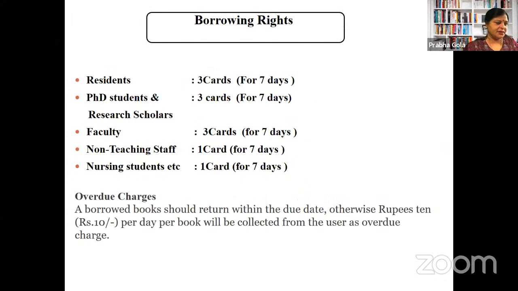The borrowing rights are that you will be issued 3 cards as per your category. If you are a resident, you'll have 3 cards. You can issue either a book or a journal. If you're a PhD student or a research scholar, you'll again be issued 3 cards. For faculty also, it's 3 cards.